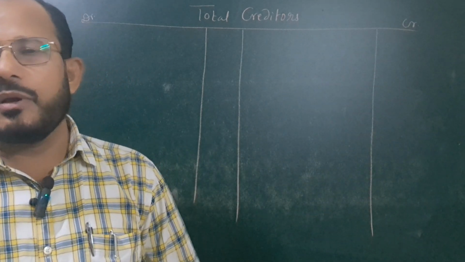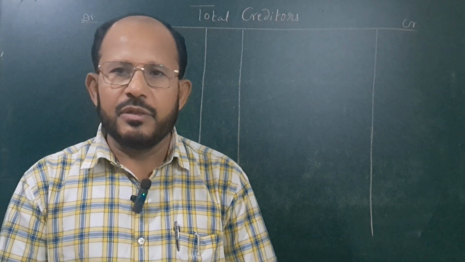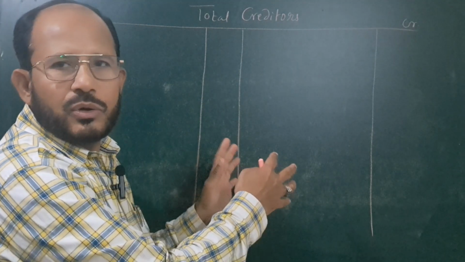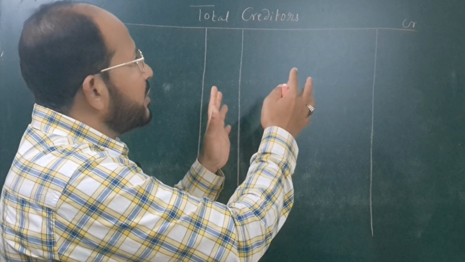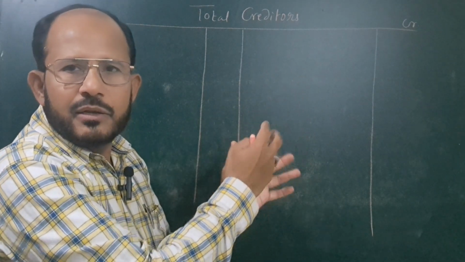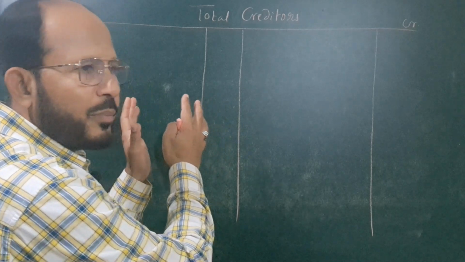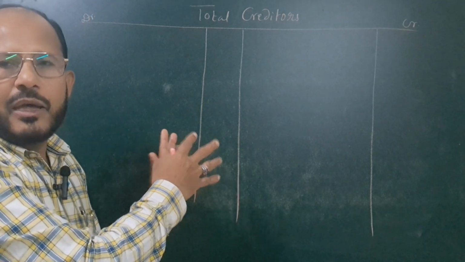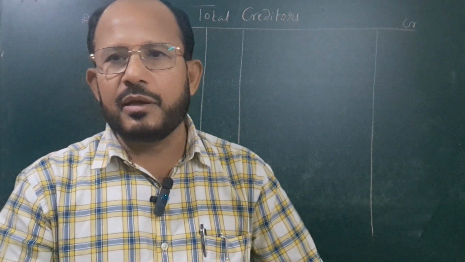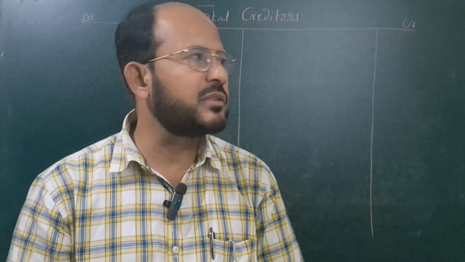We have to give the money to others. That is why this account will show how much amount of credit purchases we made and how much amount of payment we made, then what is the balance to be paid to the outsiders, in the sense to the creditors.